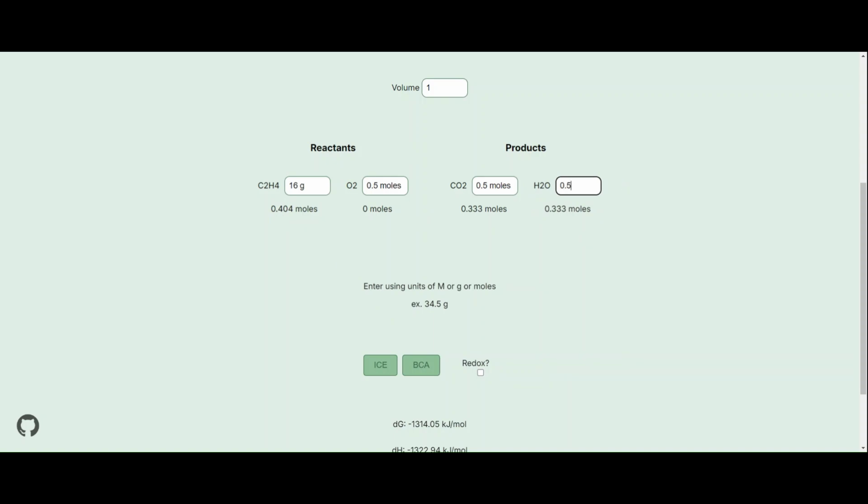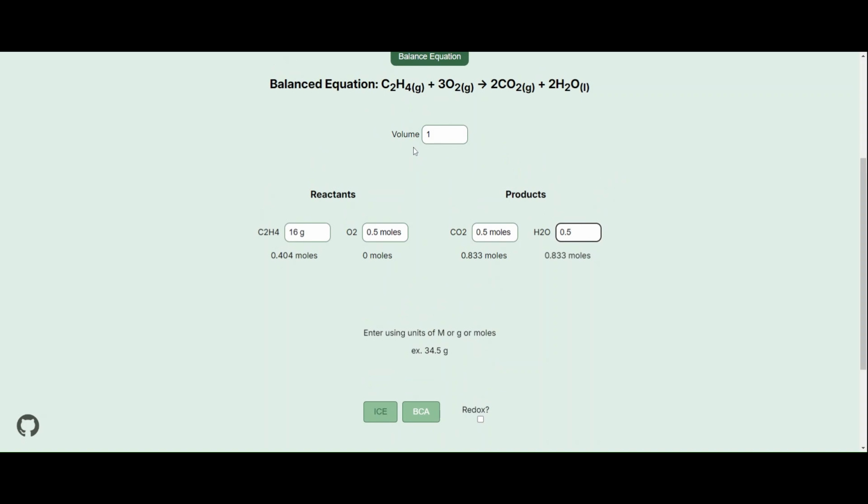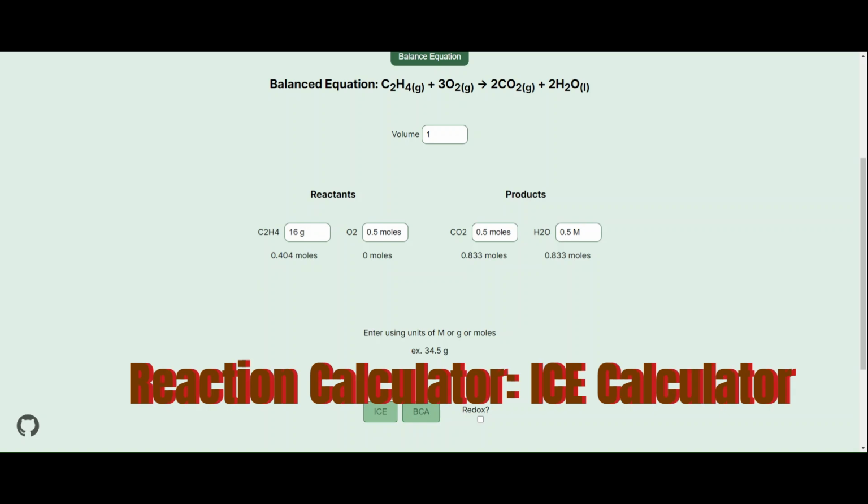If we do not include units in our input, the BCA calculator will assume that the unit of this number is moles. And finally, we can also input our units as molarity using the volume here, which will be assumed as liters. As you can see, we still get the same results because for H2O, there are still only 0.5 moles of H2O initially. Next up, we will look at the ICE calculator.